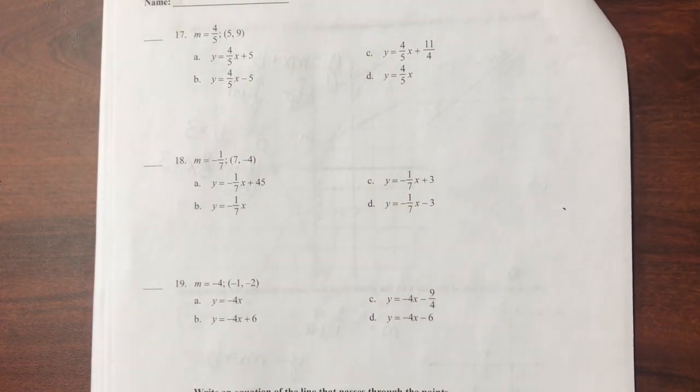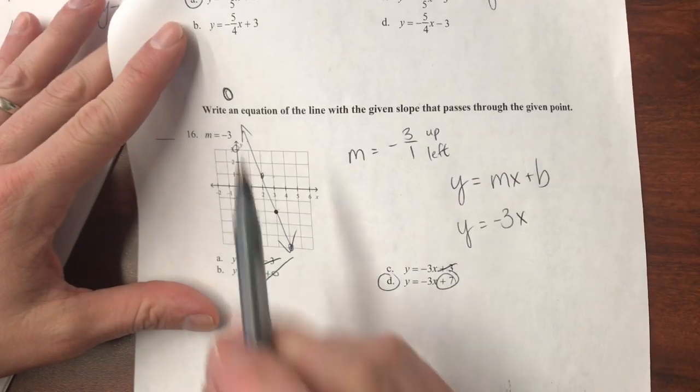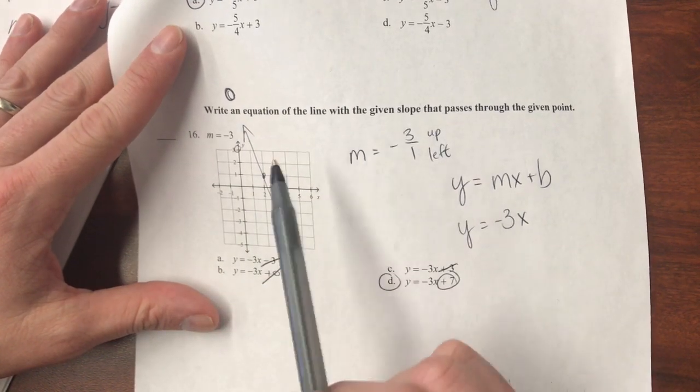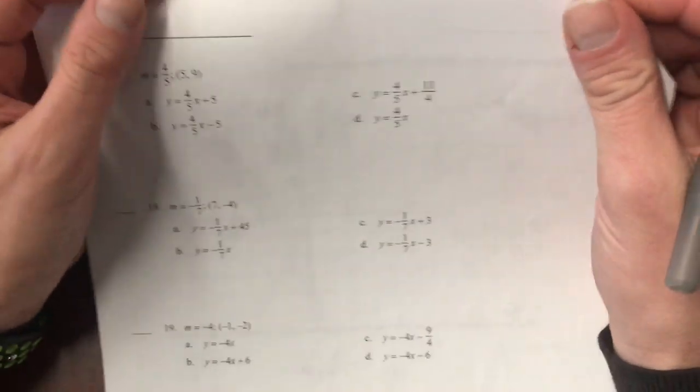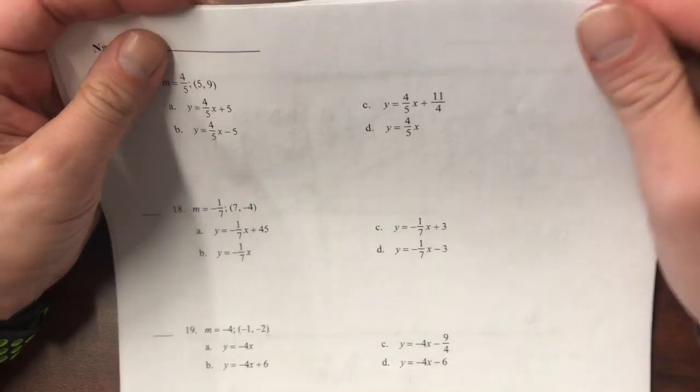Page 10. Looks like I start off using the same exact directions from the last page, where we write an equation of the line using the slope and a point. So I'm going to have to think outside the box for this one. I don't have a graph, so I'm not going to graph it. So here we go.